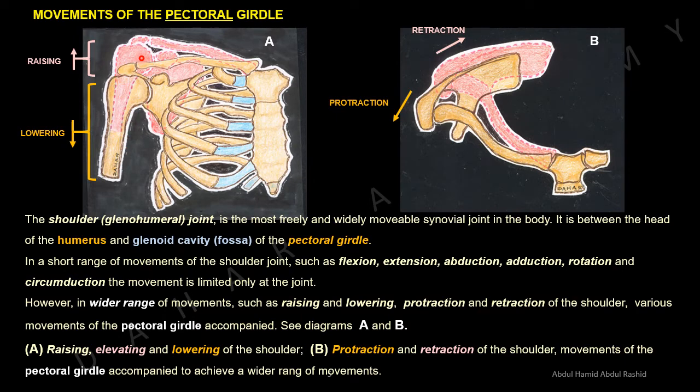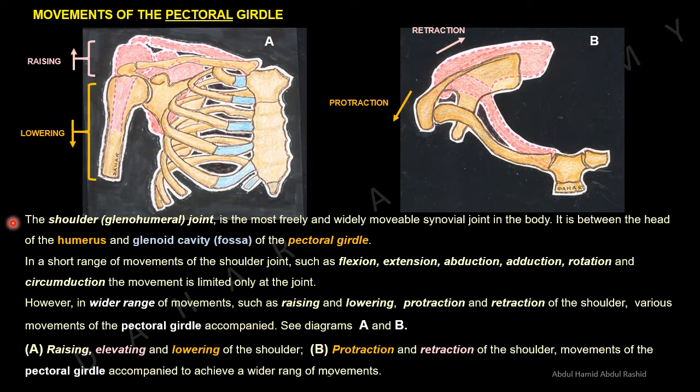Next, in diagram B, we are looking at the same right pectoral girdle from above. Here is the clavicle and here is the scapula. It is moved forward, that is protraction, and this light red color clavicle and scapula is moved backwards, retraction position.